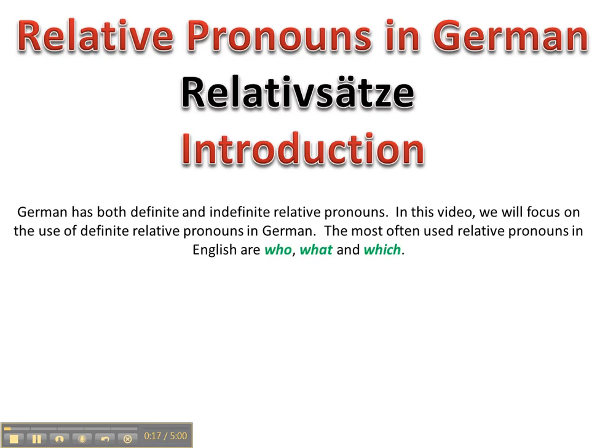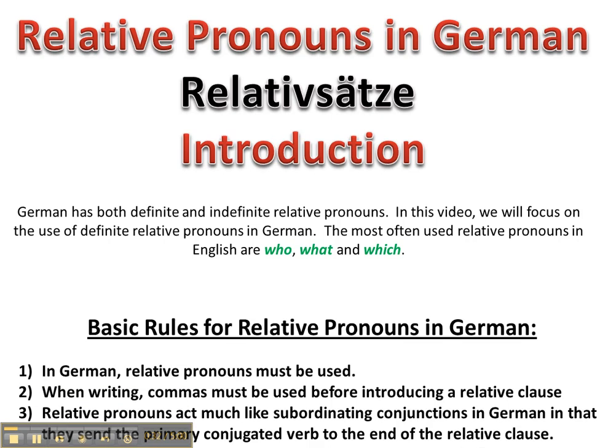However, German has both definite and indefinite relative pronouns. So in this video, we're going to focus on the use of definite relative pronouns in German. The most often used relative pronouns in English are who, what, and which. Now in German there are some basic rules, so we're going to go over those. There's three simple rules that you mustn't forget.